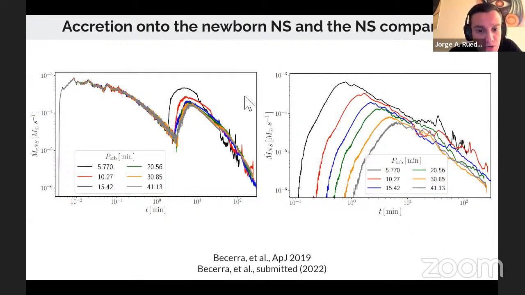This is a unique feature. If you have a newborn neutron star in a supernova accreting material by fallback, usually what you get is a power-law accretion rate, always a power law, okay? But when you have the presence of the binary companion, it takes some matter that would escape and keeps it bound to the system, and eventually this can be captured by the newborn neutron star and form the second peak of fallback accretion.